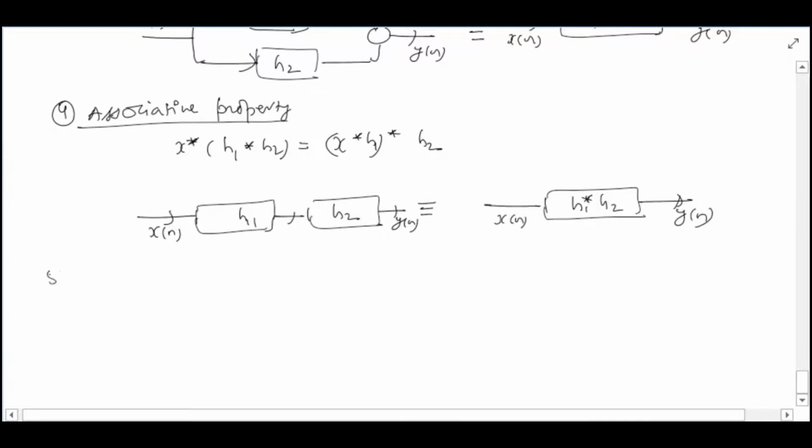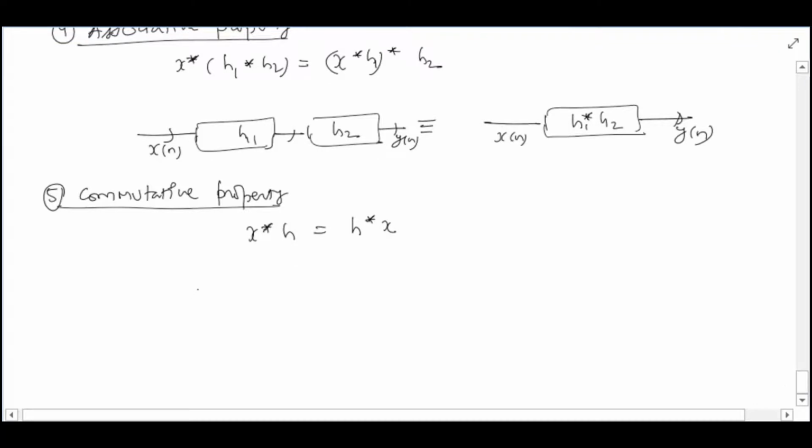The fifth property is commutative property. This says that x convolved with h is same as h convolved with x. If we combine this property with the associative property, we see that swapping two LTI systems in a series interconnection results in an identical system.